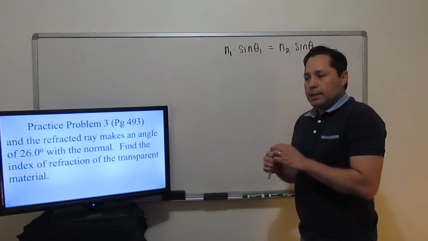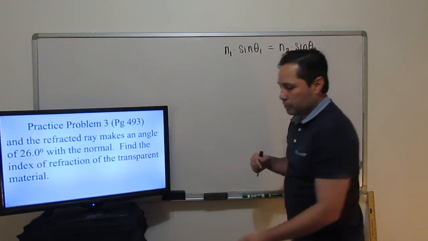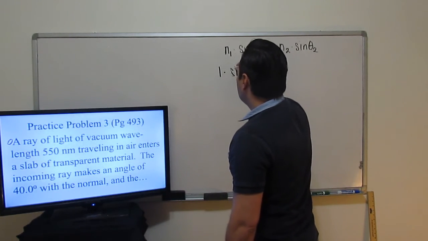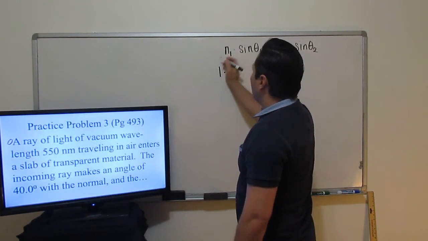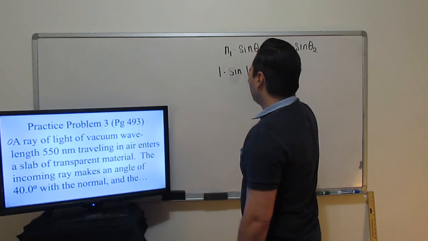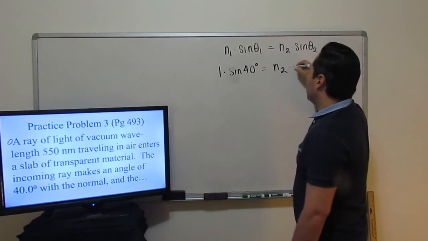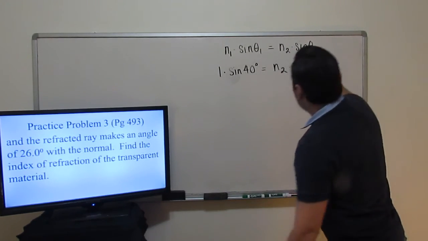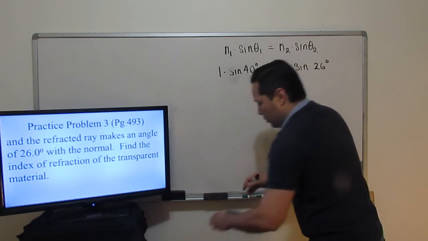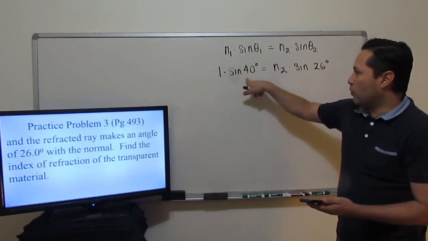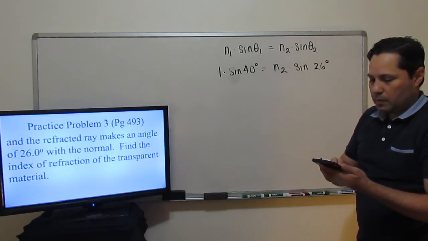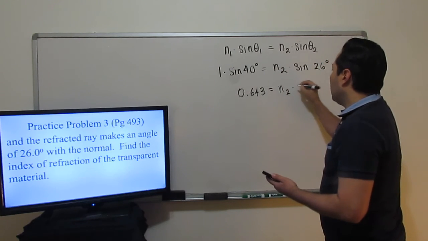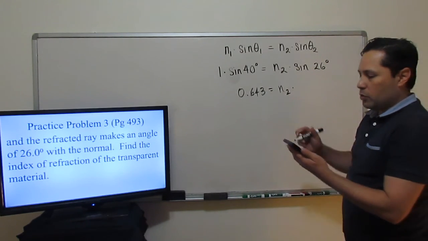So let's go ahead and hit it. Let's see, it's coming in from air at an angle of 40 degrees. So air is 1. And at a sine of 40 degrees. We don't know what N2 is. And the angle of refraction is 26 degrees. Alright, so in this problem we're going to go ahead and get sine 40 multiplied times 1. That gives us 0.643.